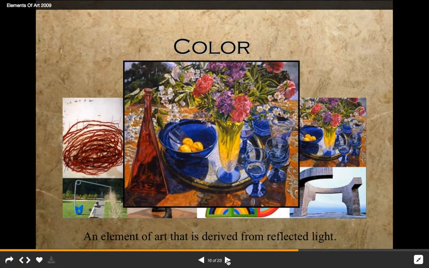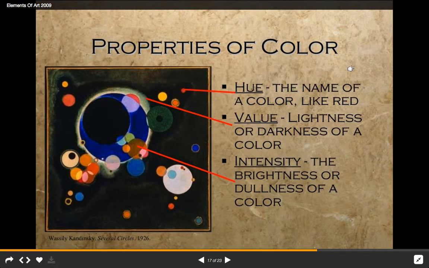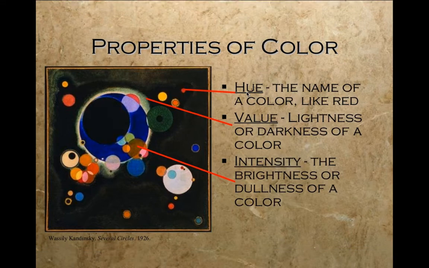Then we have color, and that is an element that is derived from how light is reflected and how your eye sees those reflections. So here we have hue, and hue in art is the name of the color that you're using. So you would use red, that would be the hue. So if you're looking for that name of the color, it would be red.